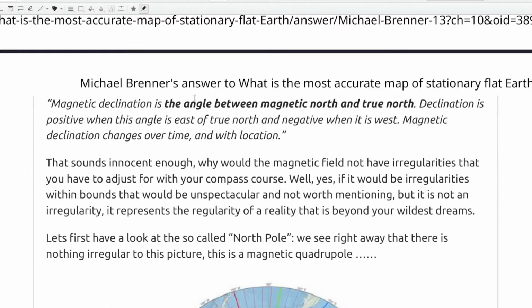Magnetic declination is the angle between magnetic north and true north. Declination is positive when the angle is east of true north and negative when it is west. Magnetic declination changes over time and with location.